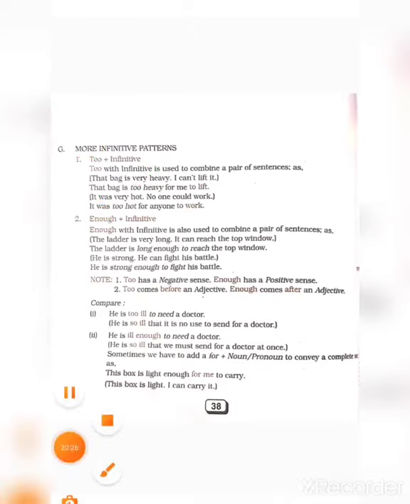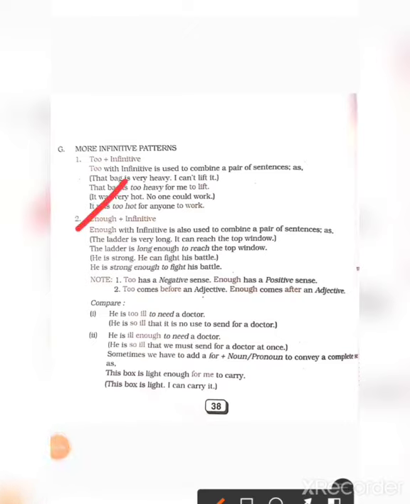Okay. Come to the next example. Enough plus infinitive. How will you write? The ladder is very long. It can reach the top window. So how will you join these two sentences using enough plus infinitive? Here you have to write, the ladder is long enough. That means it is very long. So that is why it is long enough to reach the top window. Come to the next sentence. He is strong. He can fight his battle. So the answer is, he is strong enough to fight his battle. Okay.